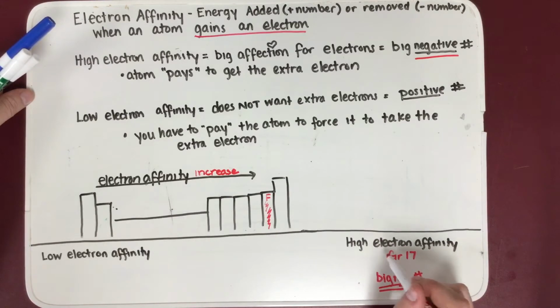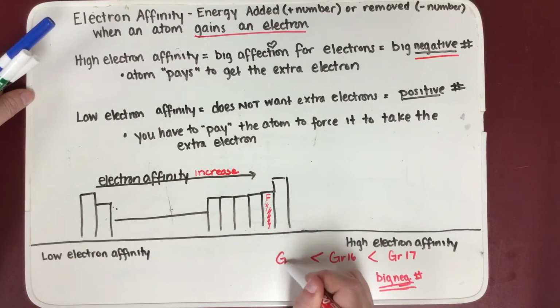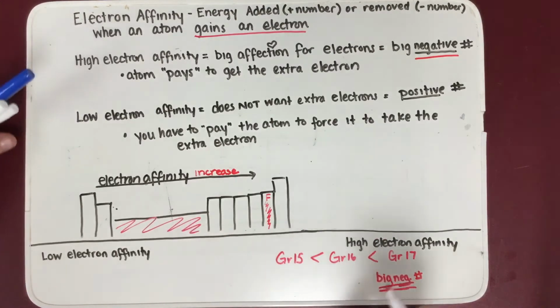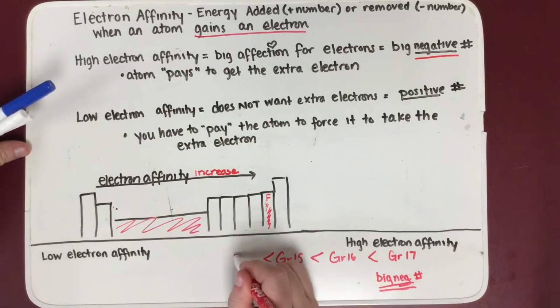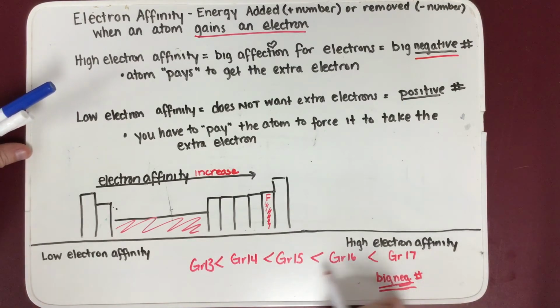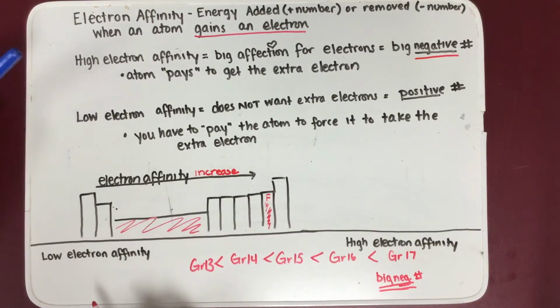So for the most part, we could just fill this in. And we're really only going to worry about the main group. We're not going to worry about the center here. By just going 17, 16, 15, 14, 13. All of these are moving towards becoming more stable.